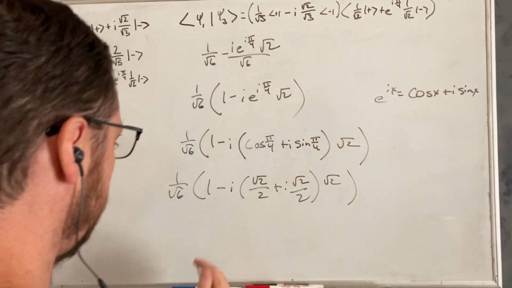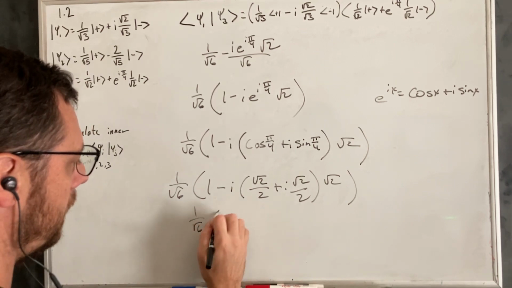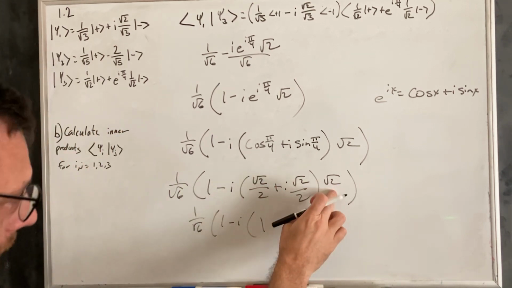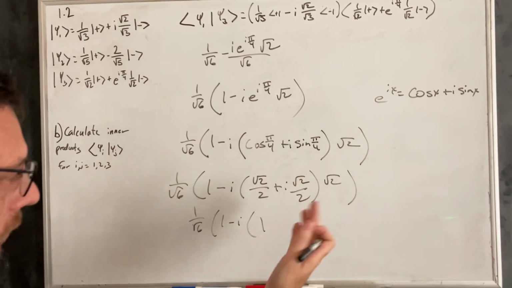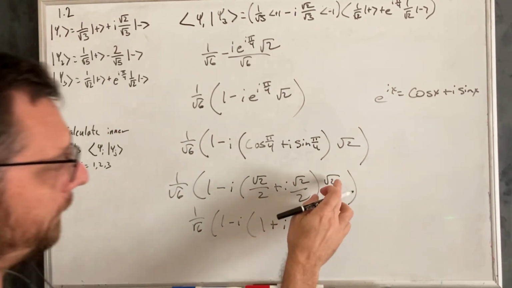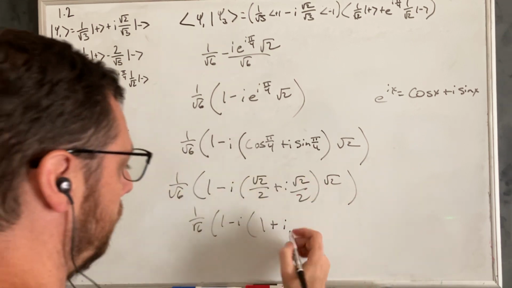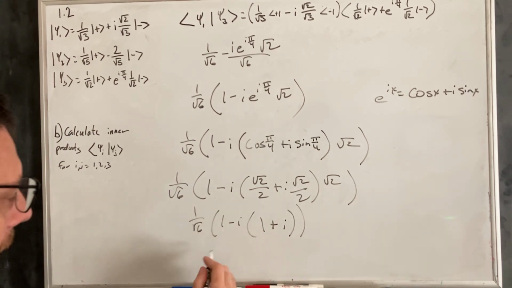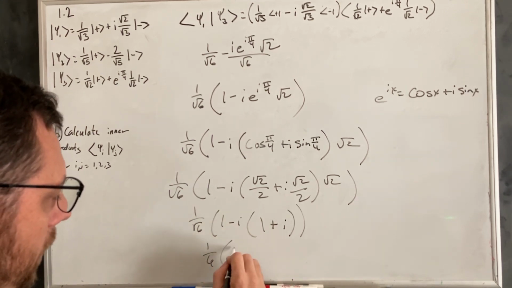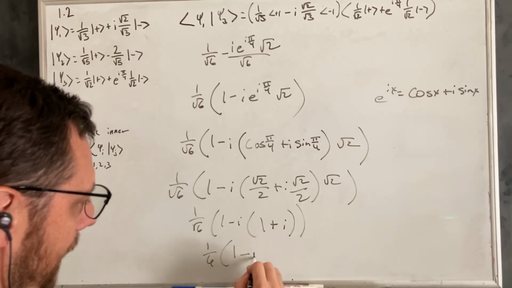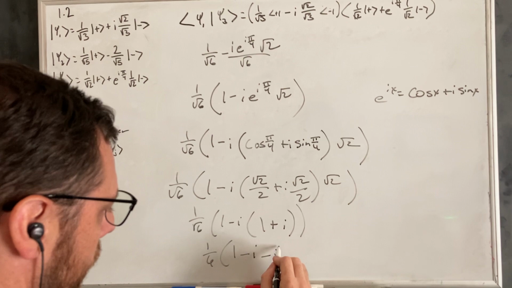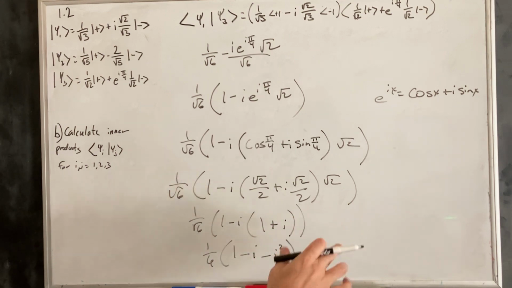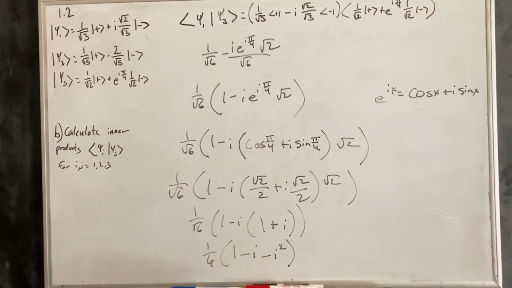Okay, so you can kind of see what's going to happen here. So we have 1 over root 6, 1 minus i. This is going to be 1. So that's root 2 times root 2 is 2. 2 over 2 is 1. Plus i, same thing. So root 2 times root 2 is 2. 2 over 2 is 1. So that just stays i. And then we can multiply this i out. So again, we have our 1 over root 6, 1 minus i, and then we have a minus i squared. The i squared is -1, and negatives cancel out, so that's going to be plus 1.